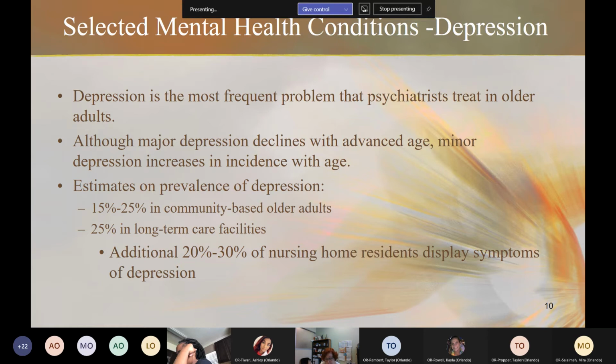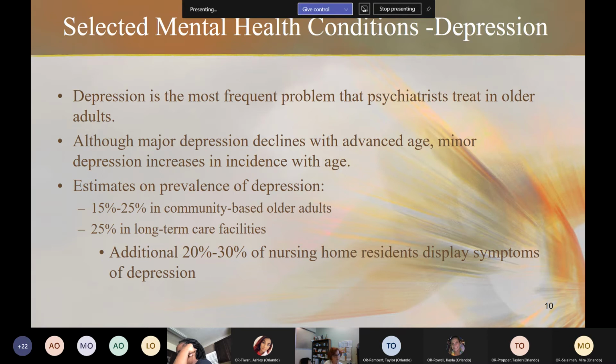There is minor depression. In other words, the patient may have some depression and they will develop some more depression as they get older. But what I like, the percentage here is pretty good, 15 to 25% of depression in community-based older adults. That's a high number. But look at the percentage of patients who are depressed in long-term care facilities, 25%. And 20 to 30% of nursing home residents display the symptoms of depression.